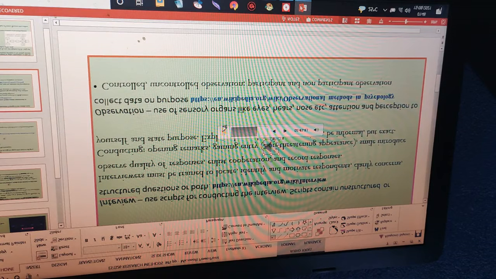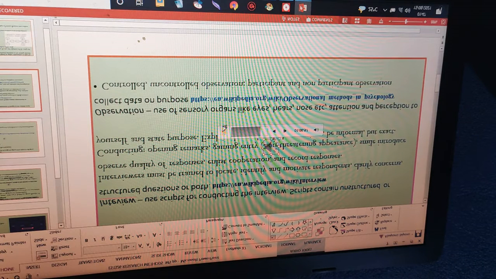If it's controlled observation, then participant and non-participant observation. It means that you have a measure of control on your observation. If it's uncontrolled, it's just open. It's just freelance observation.